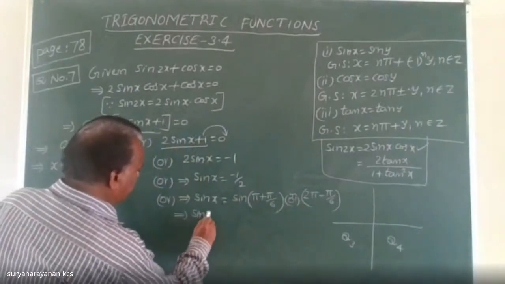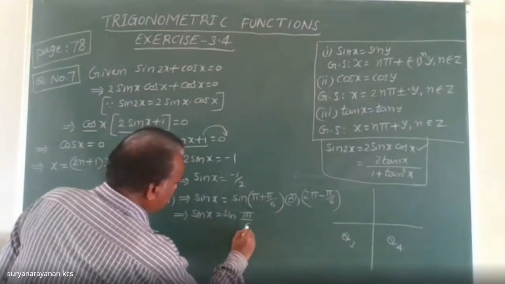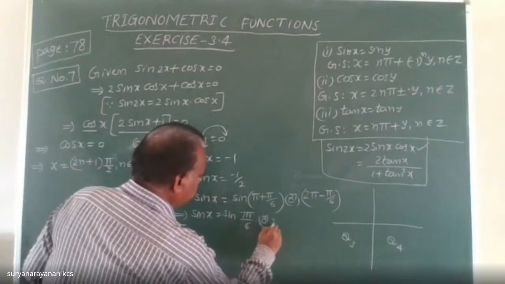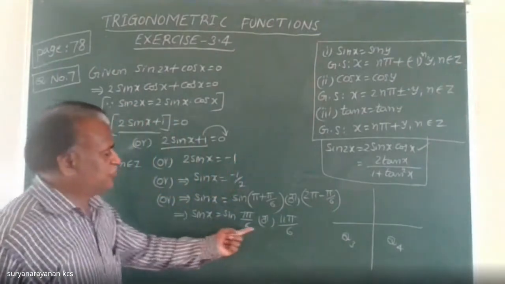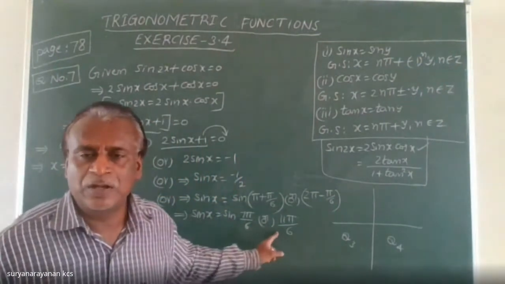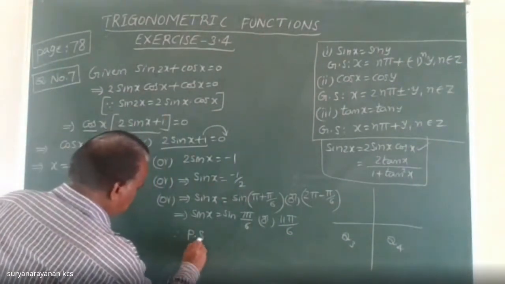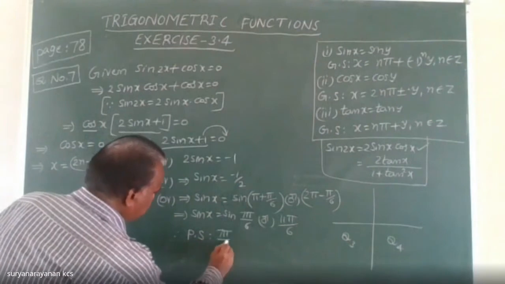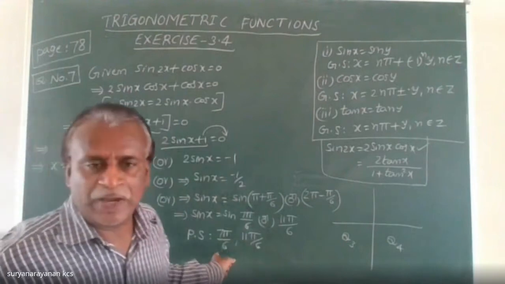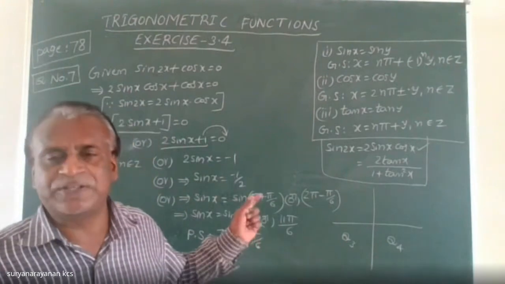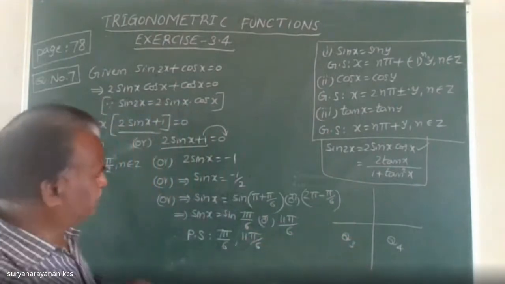So sin x is equal to sin 7 pi by 6 or 11 pi by 6. These two angles are principal solutions. 7 pi by 6 and 11 pi by 6 are principal solutions. Now we have to write the general solution.